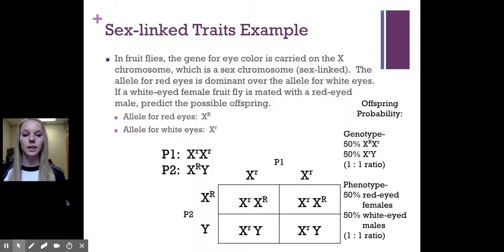Okay, our possibilities. We have a 50% chance of having a female with red eyes, and this is because she has one big R and one little r. We have a 50% chance of having a male with white eyes, and that's because the female passes on her X to the sons, which would make it a little r. This would mean that all females born would have red eyes and all males born would have white eyes.